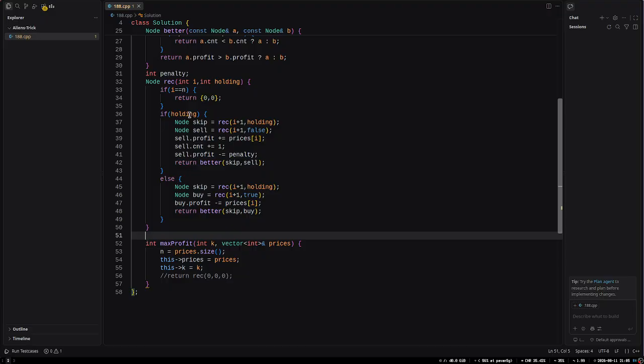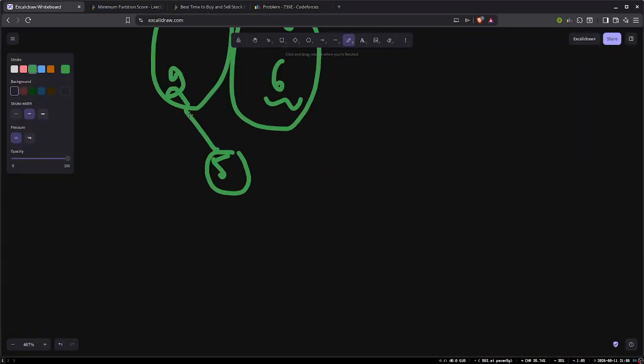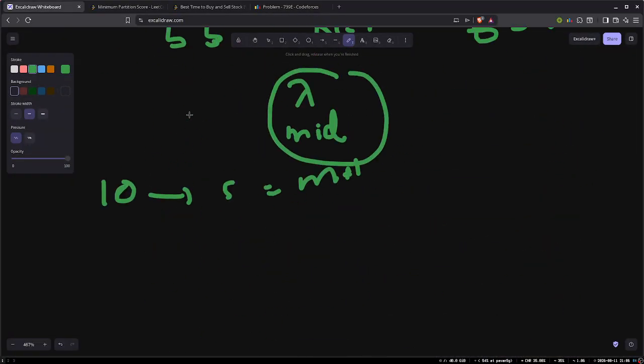Now all we need to do is finding the optimal lambda. So let's say some answer is equal to infinity, is the best lambda. We don't know it yet. So what's the definition of a best lambda?